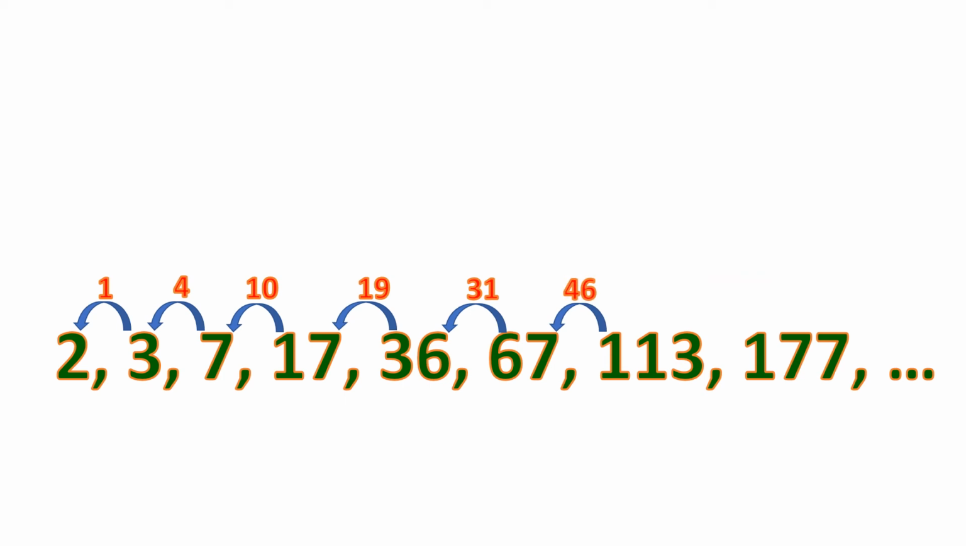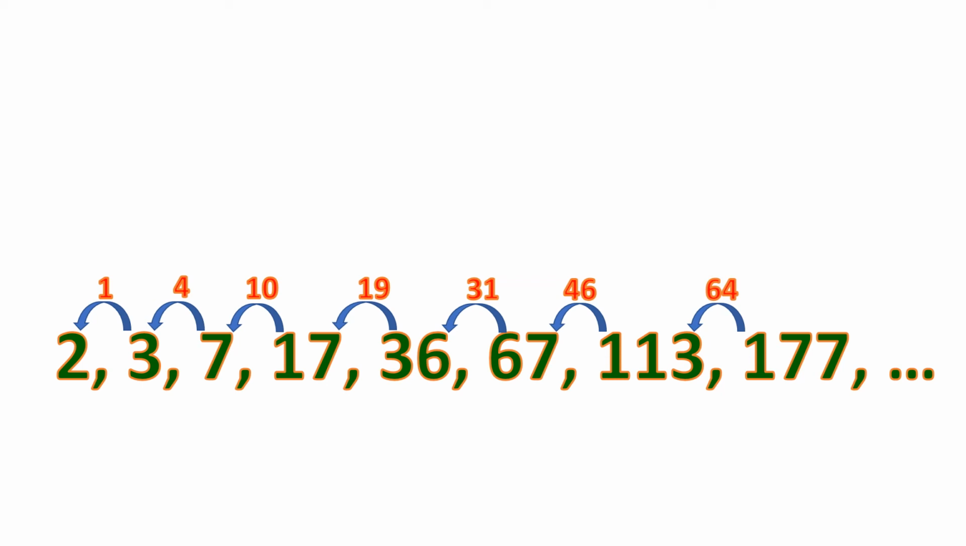Another sequence. So we have this 2, 3, 7, 17, 36, 67, 113, 177, and so on. So what kind of sequence is this? So let us check. Let us subtract 3 minus 2. That's 1. 7 minus 3 is 4. 17 minus 7 is 10. 36 minus 17 is 19. 67 minus 36, 31. 113 minus 67, 46. 177 minus 113, 64. So obviously it is not an arithmetic sequence.